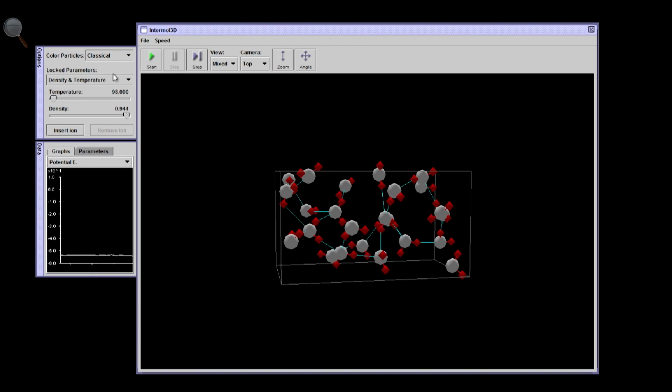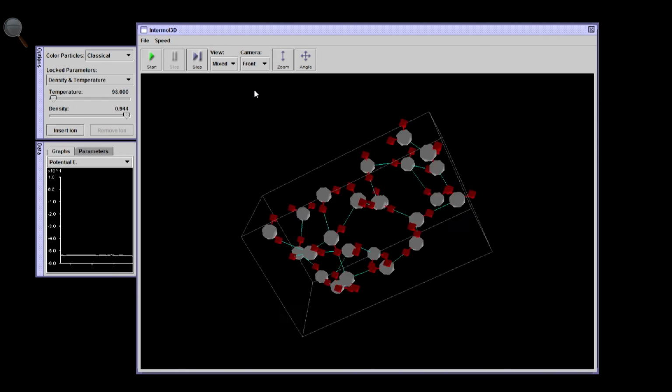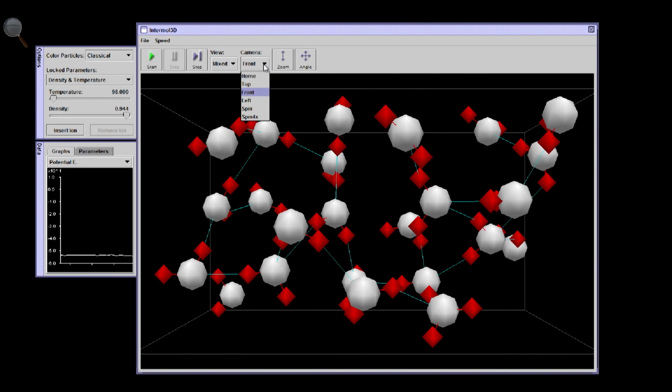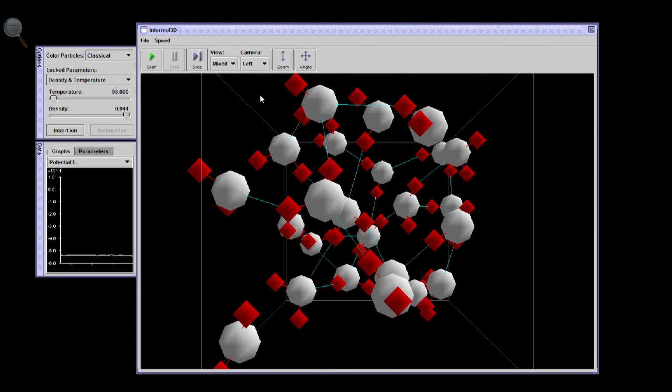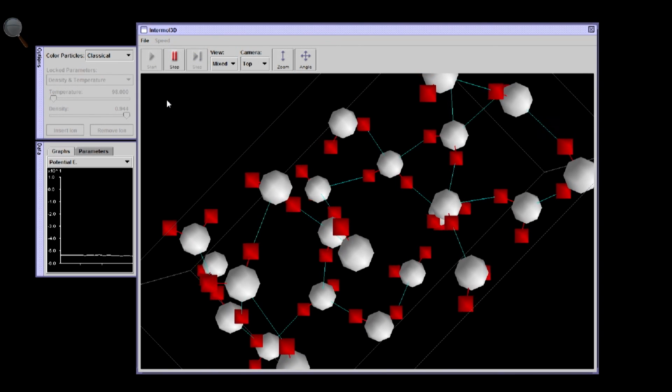So, let me stop here. And let us see if I say restart it. So, in this case we can look at the top, then we can look at the left, and then we can look at the top view. So, you can see these 3 views, and we can start again at different temperature.